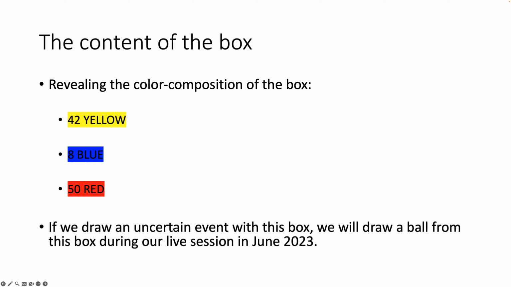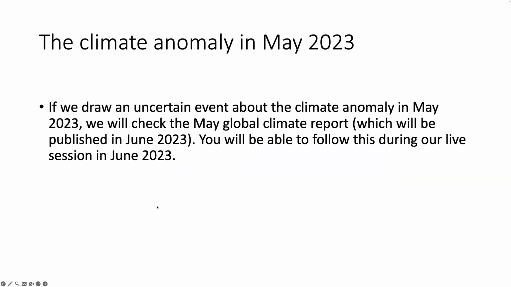If we draw an uncertain event with this box, then we will draw a ball from this box, so from a box that contains exactly this color composition, and we will do so during our live session in June 2023. If we now draw a number which corresponds to an uncertain event about the climate anomaly in May 2023, then we will check the May Global Climate Report, which will be published in June 2023. And again, you will be able to follow all of this during our live session in June 2023.